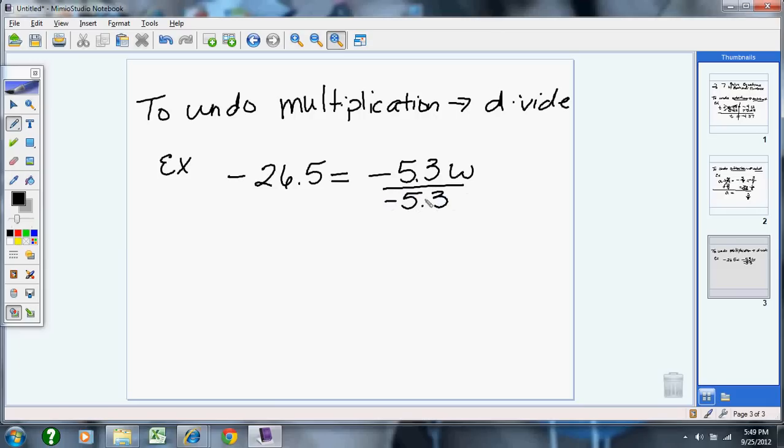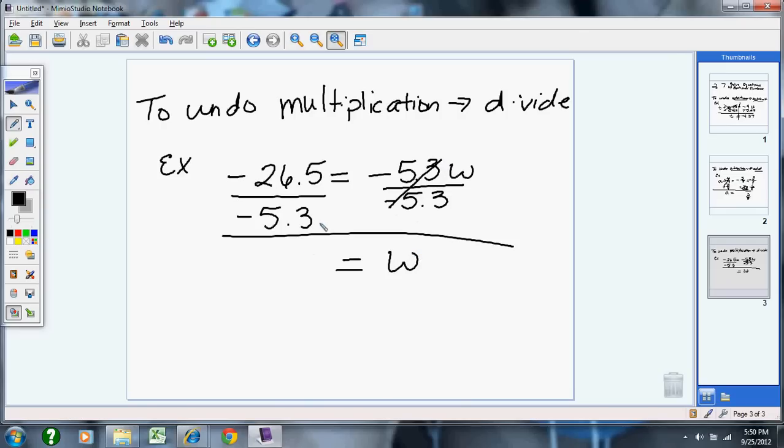So we're dividing by negative 5.3 because we want this to become 1 on this side, so that I'm just left with W. Divide by negative 5.3. This is 1, which leaves me with W. 1W is just W. And 26.5 divided by 5.3. I'm going to do my division down here. Remember that the horse is on the bottom, he goes outside. Cowboy goes on the inside. They're both negative, which means my answer will be positive.